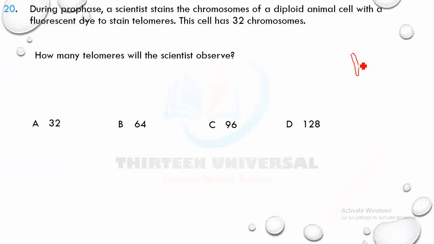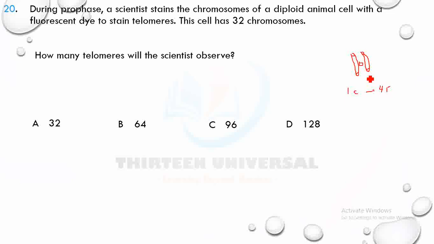Don't forget that this is a chromosome. This is how a chromosome appears at prophase. Can you see? It has 4 telomeres, each at the tip, and each tip has a telomere. So one chromosome possesses 4 telomeres.